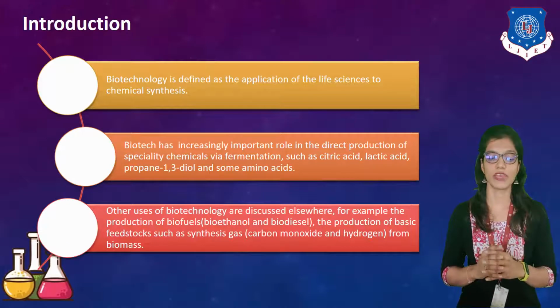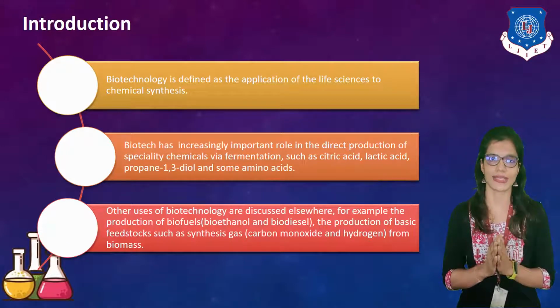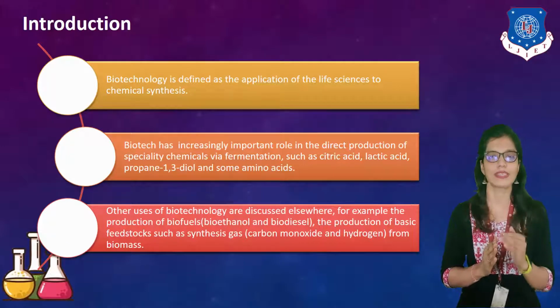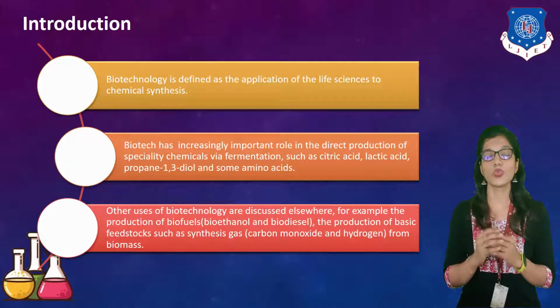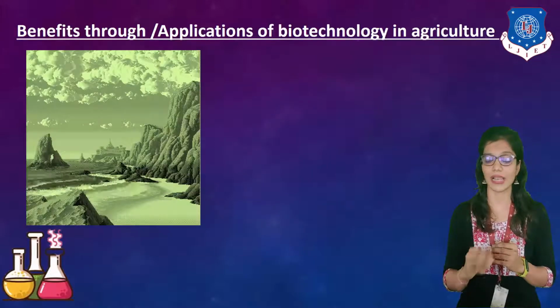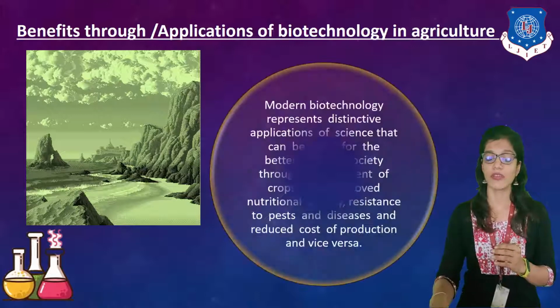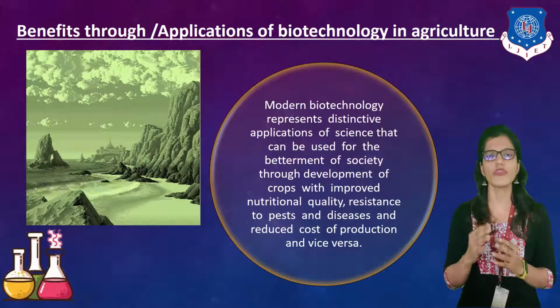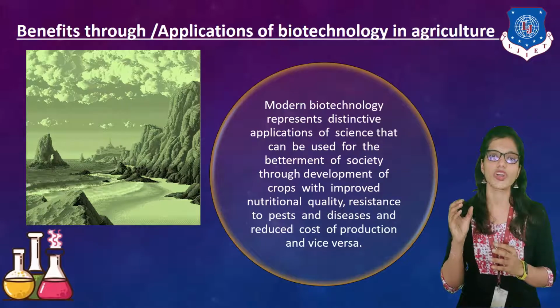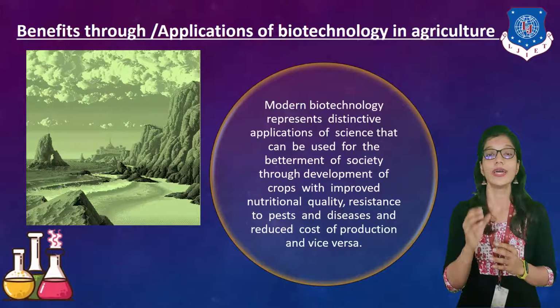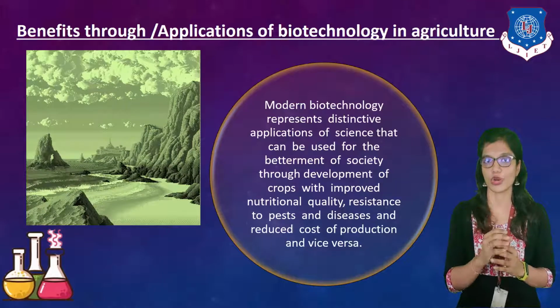The production of basic feedstocks such as synthesis gas, like carbon monoxide and hydrogen, from biomass is known as biogas. Production of biogas is nowadays very common in our rural areas and is widely used, right? So we can do many other things. We can generate cell lines along with it. We can generate different parts of our human body. Like we can generate skin; 3D skin production can be done with the use of knowledge of biotechnology.